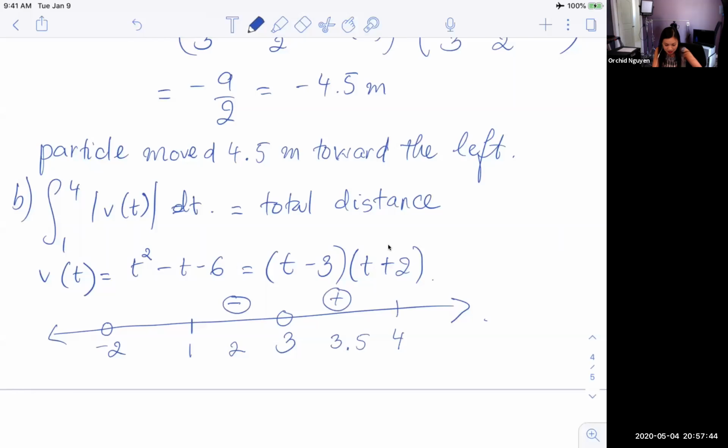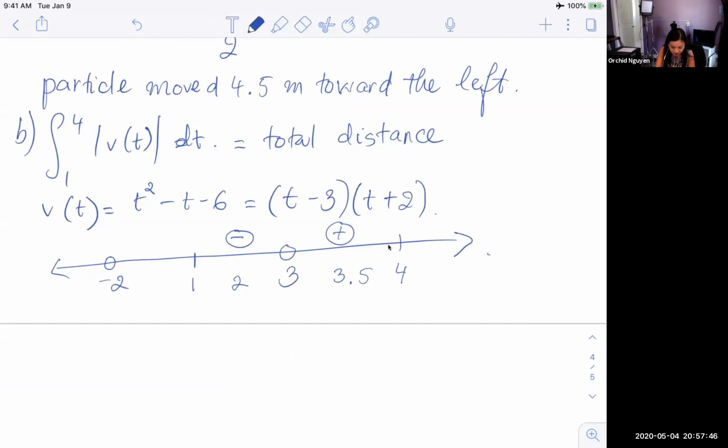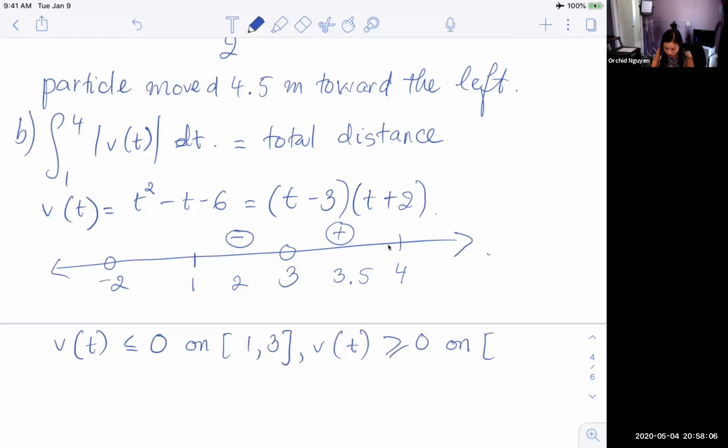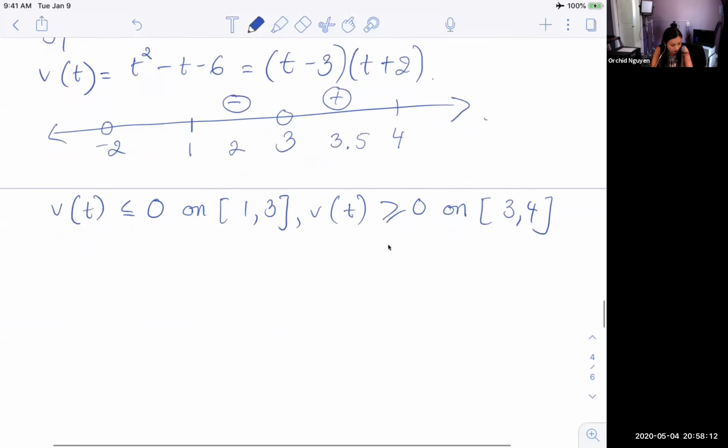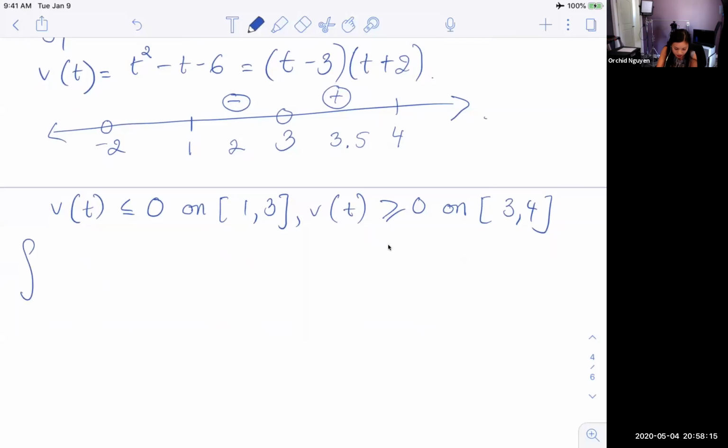So you see that v of t is negative on (1, 3) and v of t is positive on (3, 4). Okay, so don't forget we only consider from 1 to 4. Okay, now we're ready to integrate.